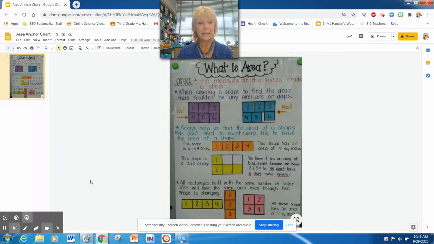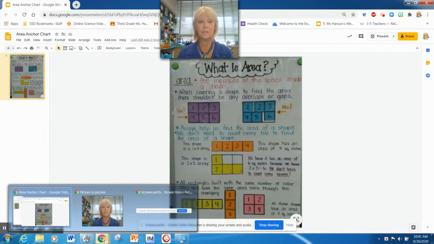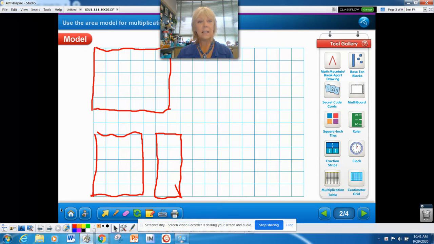Okay, let's take a look at what our lesson is going to be for today. What we are working on today is the area model for multiplication. Take a look here. Area, again, remember, is what's on the inside. Your lessons and work pages for today and tomorrow are going to be about how to count up the area. Again, remember our formula: length times width equals area.